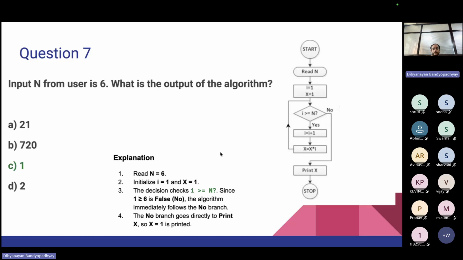So yeah, this is the explanation. Read n equal to 6, initialize I equal to 1 and x equal to 1. And the decision checks actually whether I is greater than or equal to n or not. If it is yes, then you go here, do the operations here, and then come back again here. If it is no, you just directly go here and print x, which is basically 1. So this is how you do it actually.